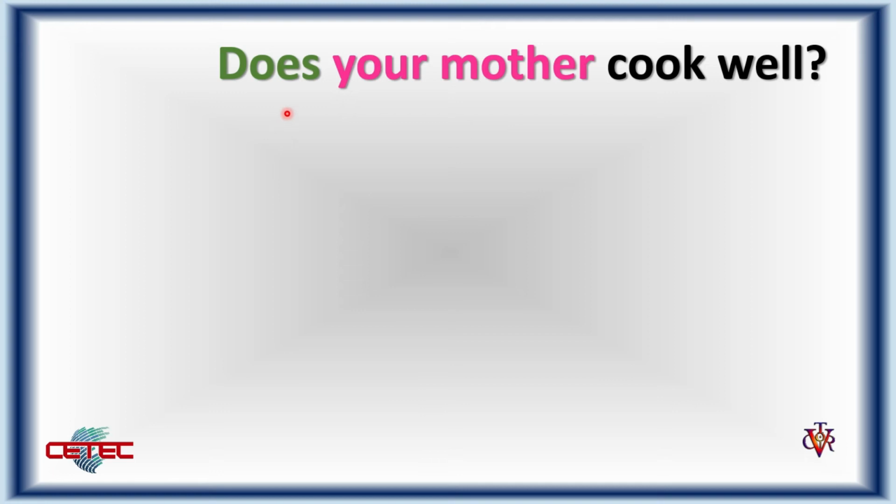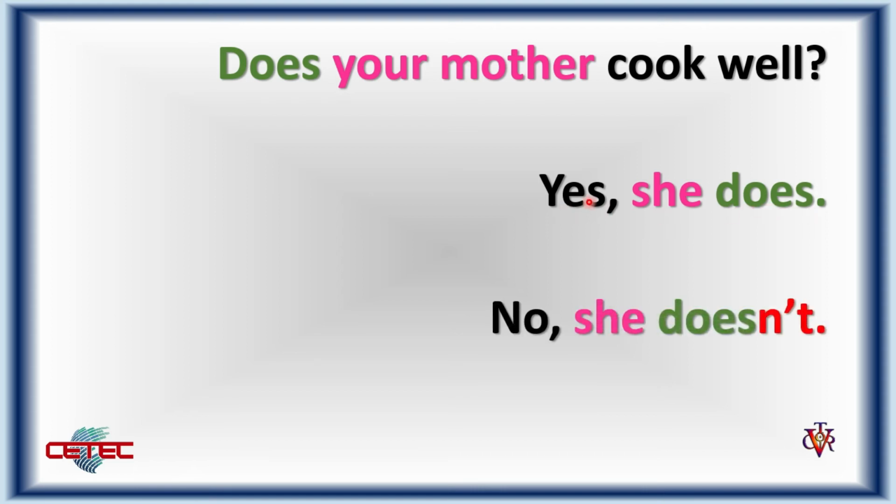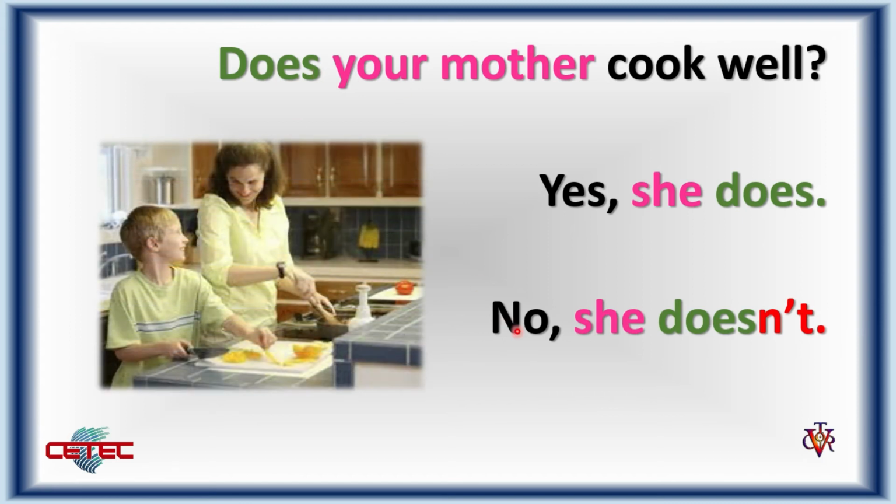Does your mother cook well? Yes, she does, because now it's about a mother. It's a girl. The sentence starts with does. My answer includes does in a positive option. Negative option: No, she doesn't. Here we are talking about a mother, and she is a girl.